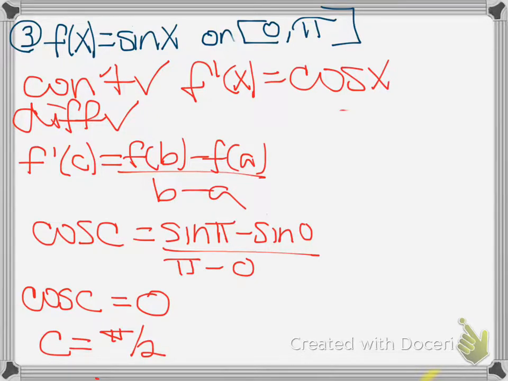And some of you might be going, Miss Gutierrez, it's also 3 pi over 2 and 5 pi over 2 and negative pi over 2. And I'm going to say, you are exactly right. But remember, we're only within 0 to pi. So our answer is just pi over 2.